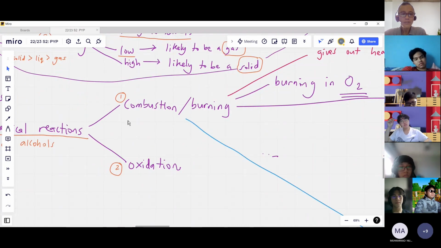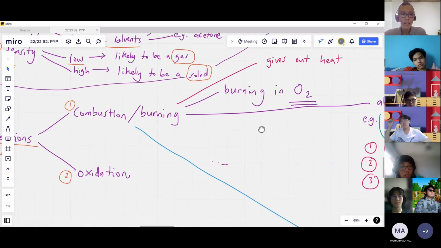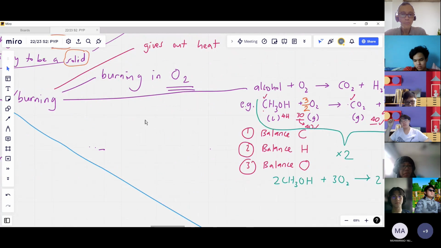As I said, instead of burning, we tend to use the word combustion. So guys, make sure you know what it means. I'm pretty serious because you are supposed to know how to write the equation for combustion.